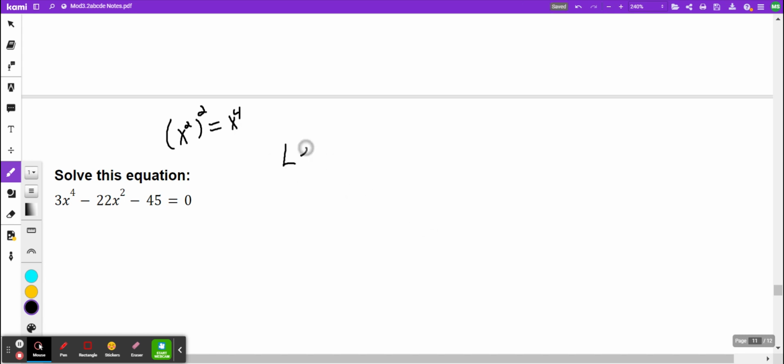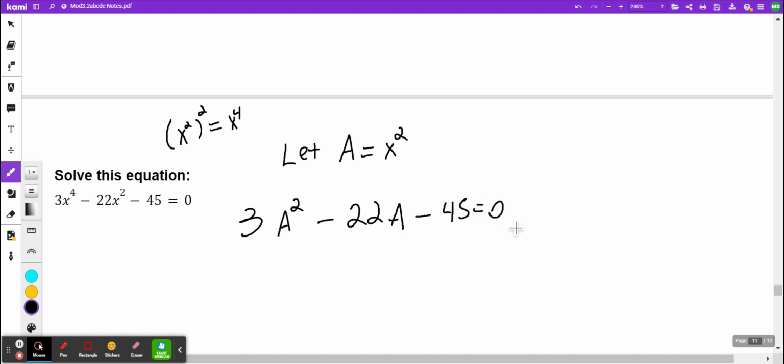So I can say, hey, let a equal x squared. So I'm going to have 3a squared minus 22a minus 45 is equal to 0. Now at this point, I have my quadratic, and I know I can multiply 3 times 45.